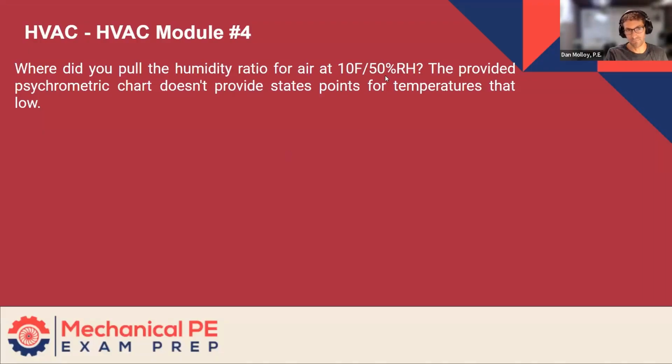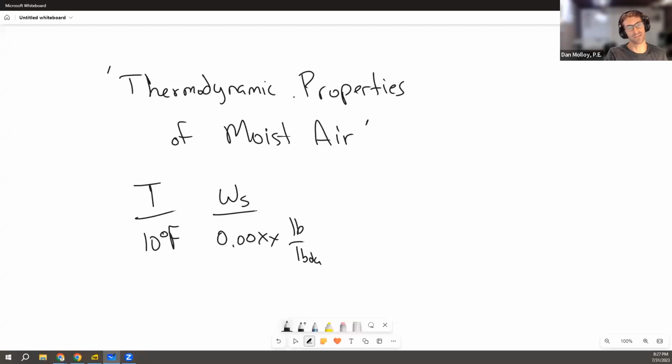We want 50%. So you can do a little bit of a sly hack here. You can just take 50% of that number. That's not technically exactly right, but it's more than close enough for all intents and purposes. So, if this number is 0.0002, then for 50%, you're going to take 0.0001. And that will do for 10 degrees and 50% humidity. Just assume it's linear in that range, for really low temperatures like this, and you'll be fine.